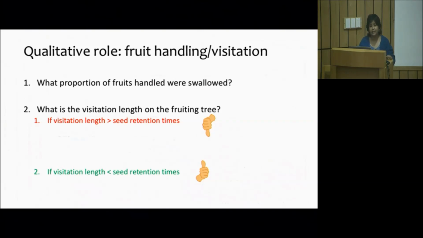So if visitation length is greater than seed retention time, that is not good, because the bird will spend a long time sitting on the parent fruiting tree and likely will not be taking the seeds away from the parent tree, because the seeds will be deposited under the parent tree because they are sitting longer than the gut retention time. If the visitation length is shorter than the seed retention time, then they are good dispersers, one aspect of the quality.